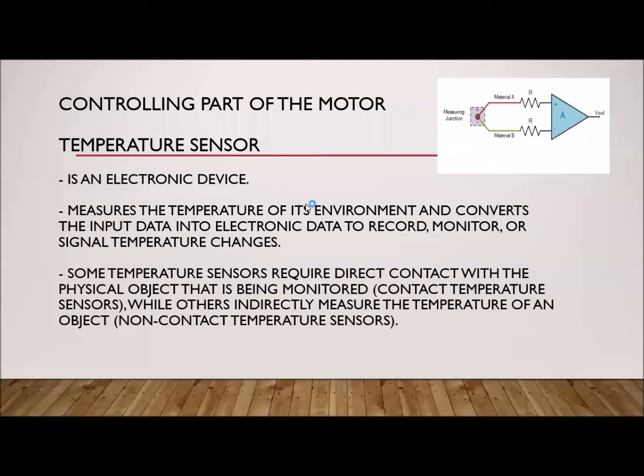Next, the sensors controlling part of the motor. First, the temperature sensor. A temperature sensor is an electronic device that measures the temperature of its environment and converts the input data into electronic data to record, monitor, or signal temperature changes. Some temperature sensors require direct contact with the physical object being monitored, contact temperature sensors, while others measure the temperature of an object indirectly, non-contact temperature sensors.